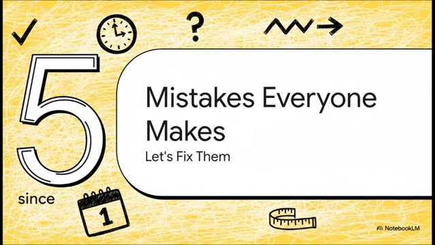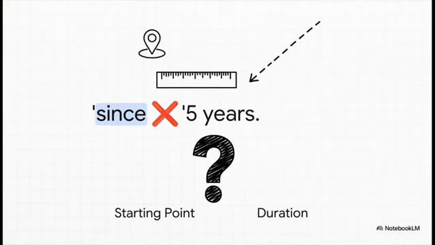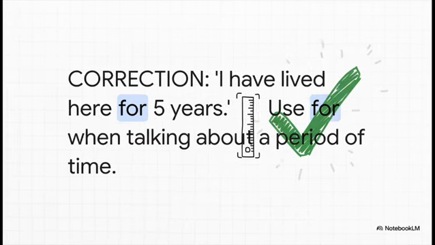Now let's get to the really useful part. We all learn best by seeing the mistakes, right? So let's look at the most common errors people make so you can just leapfrog right over them. And here it is, our original problem sentence. So why is this wrong? Well, 5 years isn't a starting point. It's a chunk of time. It's a duration. It answers how long, not when. So the fix is a piece of cake. Since we're talking about a duration, we just have to use the word that measures durations, and that's for. For 5 years. Boom, done.